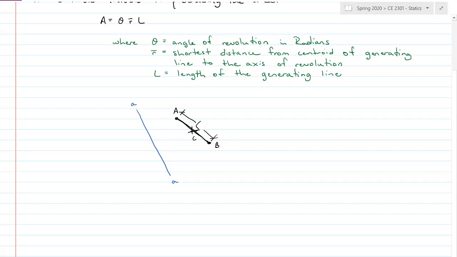Centroid C. And the shortest distance from that centroid to my axis, so I need it perpendicular to my line, is going to be this. So this is my R bar. It's perpendicular to AA, right? Shortest distance, just like a moment. And then if I revolve this thing, it's going to make this lampshade, right? Surface area here, A to B, if I do one full revolution, by the way. And in radians, that would be 2 pi, right? For 360 degrees. So this is my theta, R bar, L. There's all of my terms in picture format as well as defined. Am I missing anything else? No, I don't think so.